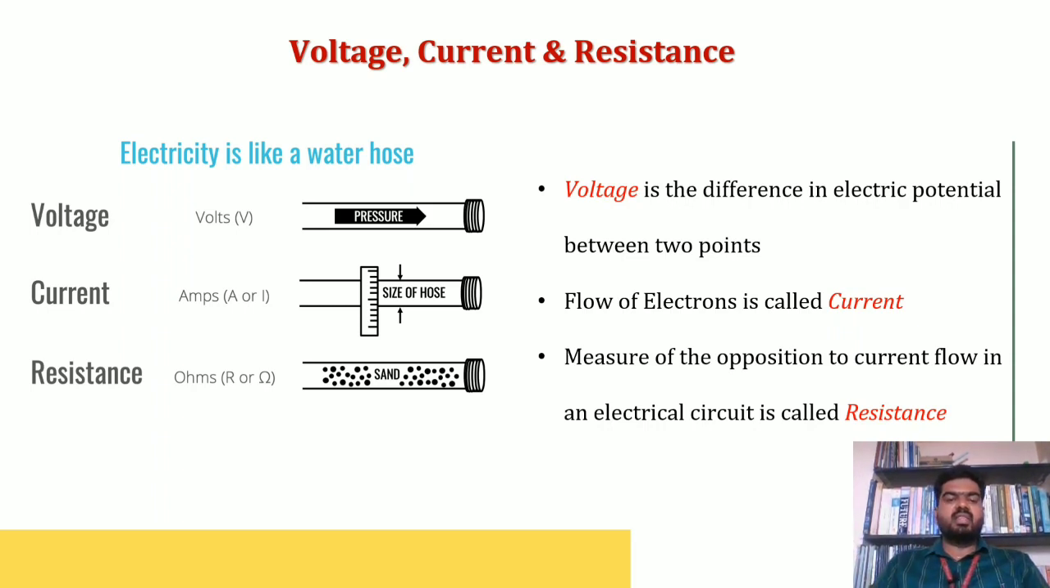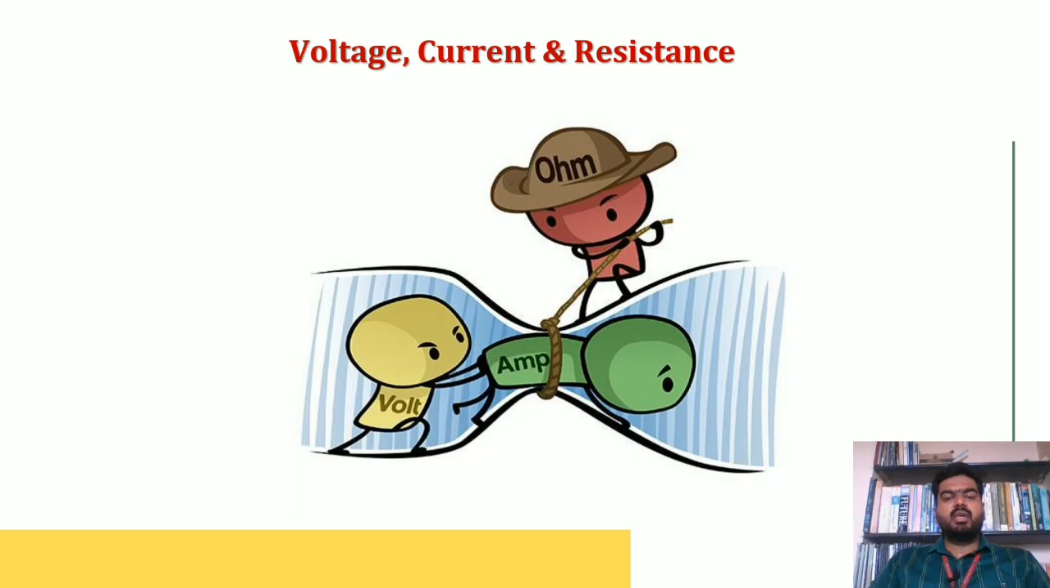Why are we seeing these three things? In every circuit diagram or any circuit device, you can see voltage, current and resistance everywhere. That's why I am explaining this initially. And in detail, if you see the relation between voltage, current and resistance, you can see this picture. Here the yellow doll is pushing the amp. Amp is a unit of current.